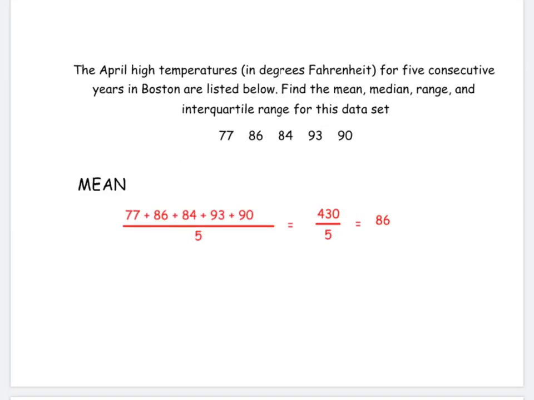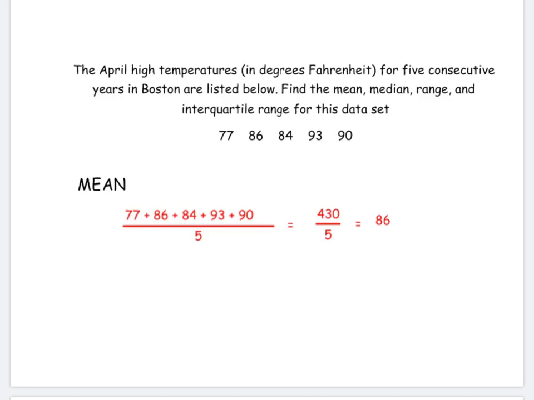We're looking at this list of data, which is the April high temperatures in degrees Fahrenheit for 5 consecutive years in Boston. Find the mean and the median, which again are our measures of center, and then it asks you to find the range and the interquartile range for this data set, which we'll talk about later because those are the measures of spread.